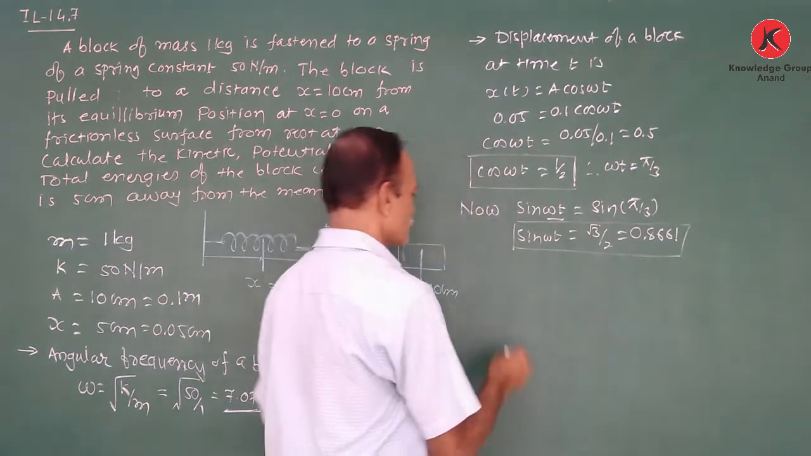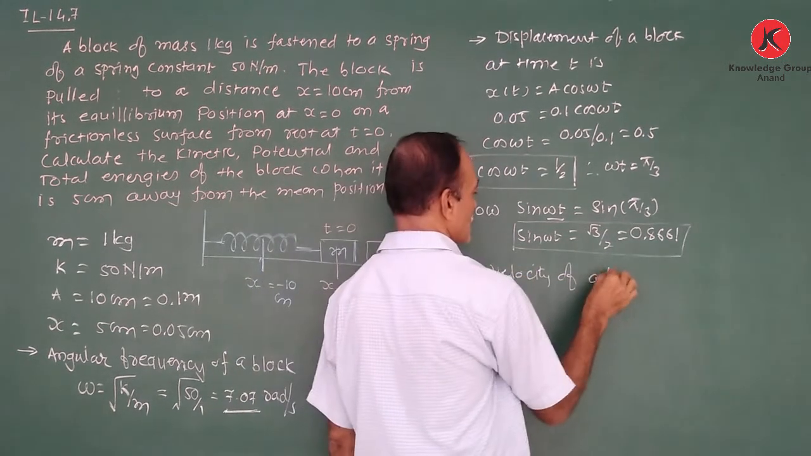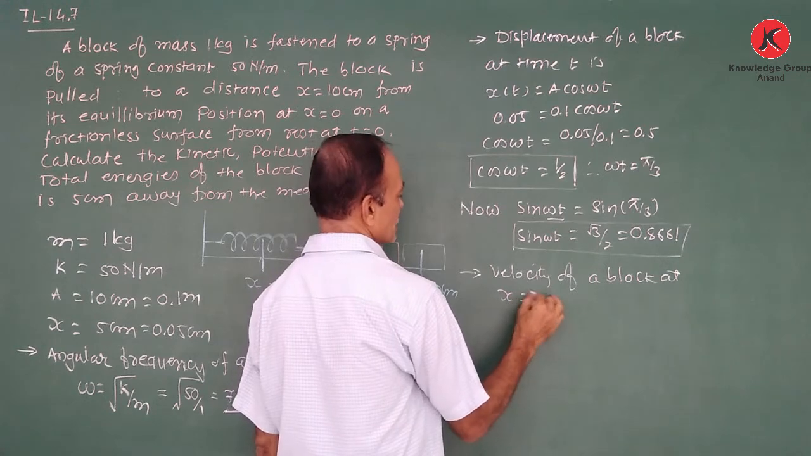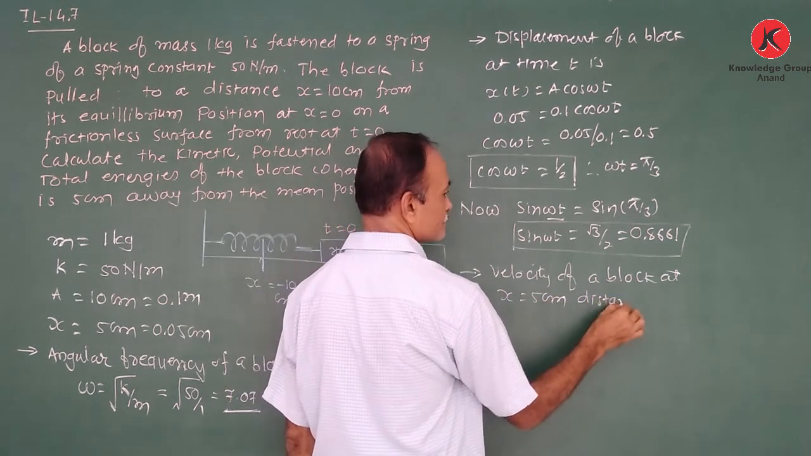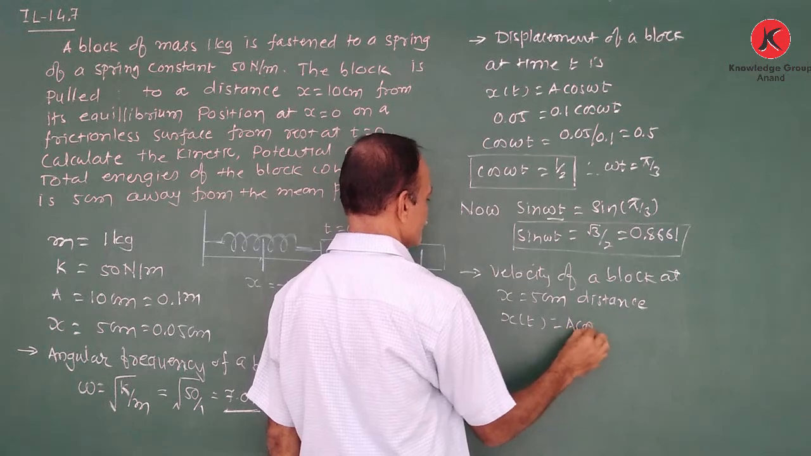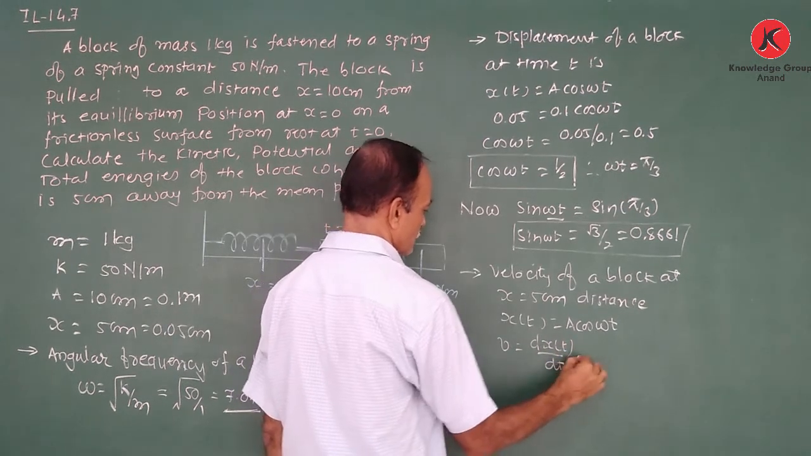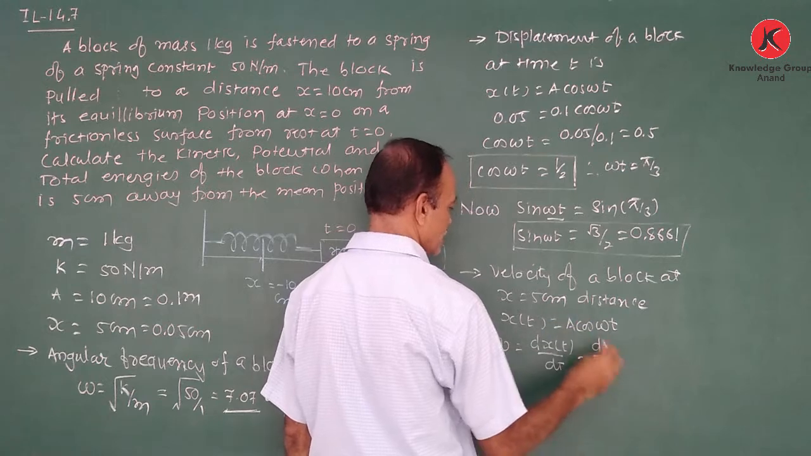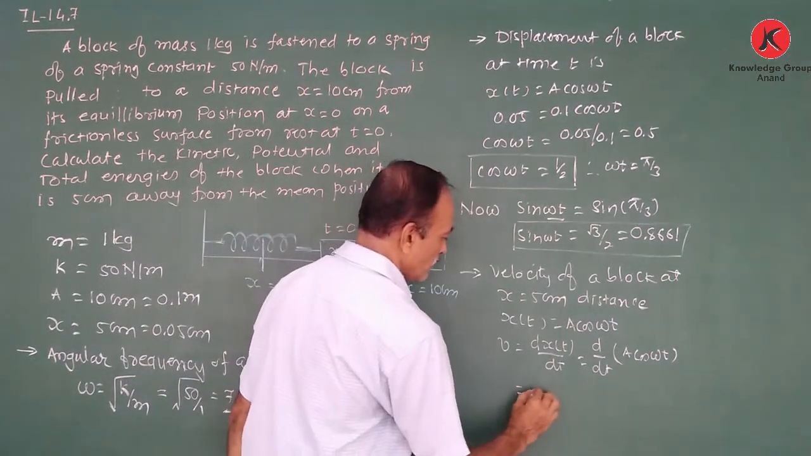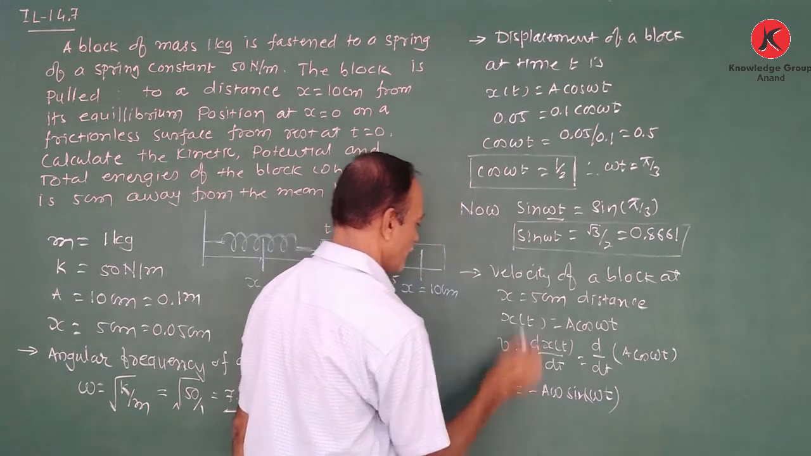Now kinetic energy is equal to half mv square. Velocity is also required. Therefore, velocity of the block at time t, at x equal to 5 centimeter distance. So first the position x(t) is equal to A cos omega t, and velocity v is equal to dx/dt, equal to d by dt of A cos omega t, so it is equal to minus A omega sin omega t. That is the value of velocity v.